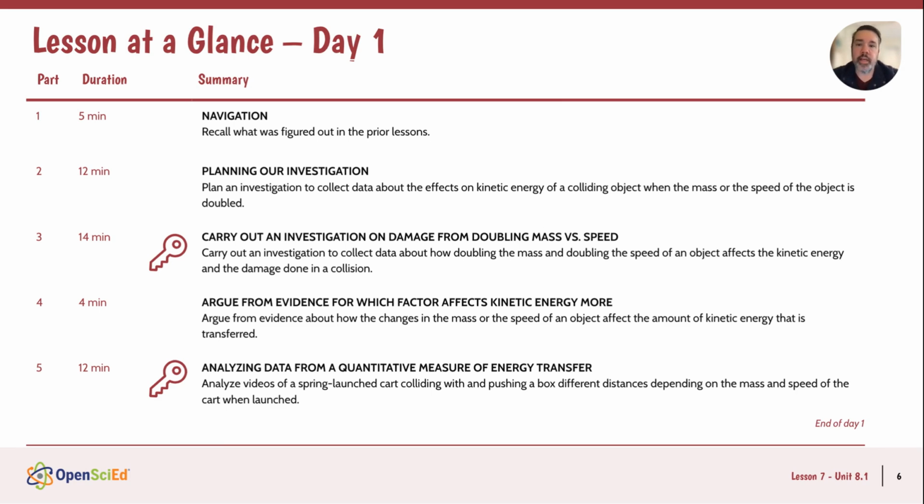Okay, so day one, we're going to navigate in. And we're using the questions from that assessment in Lesson 6 to do some of that navigating. We're going to plan out an investigation to think about how we can alter some of the variables. We're going to carry out that investigation, seeing what happens when we double mass and we double speed. And then we're going to argue from evidence: did mass have more of an effect on kinetic energy? Did speed have more of an effect?